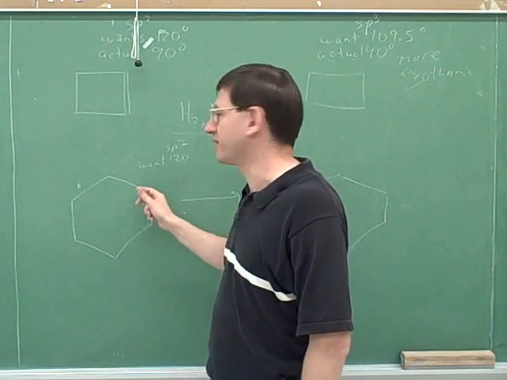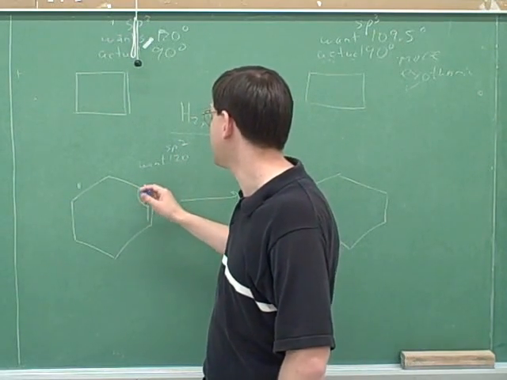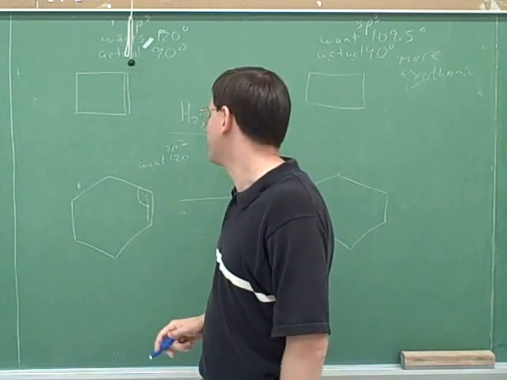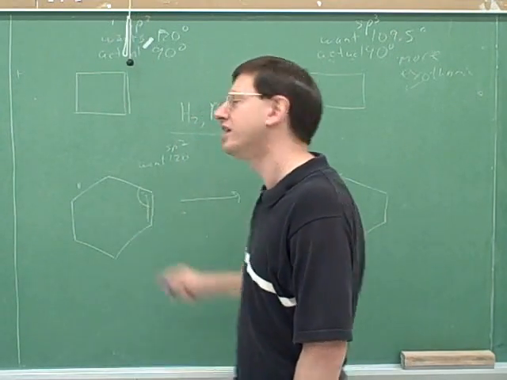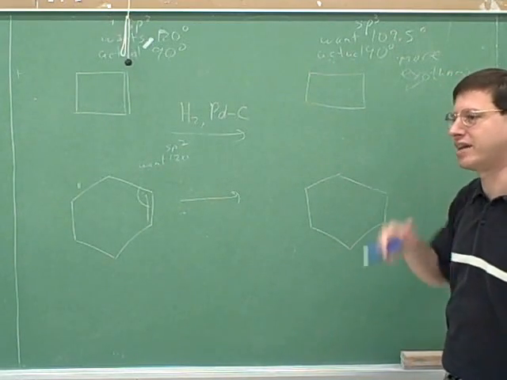I don't know exactly how big this is. You can figure that out by doing a little geometry. But just by looking at it, you can see that this angle is much closer to 120 than this 90 degrees is over here. So because this is not that unhappy at the start, it's not going to be that eager to get hydrogenated. So this bottom reaction is not that enthusiastic.